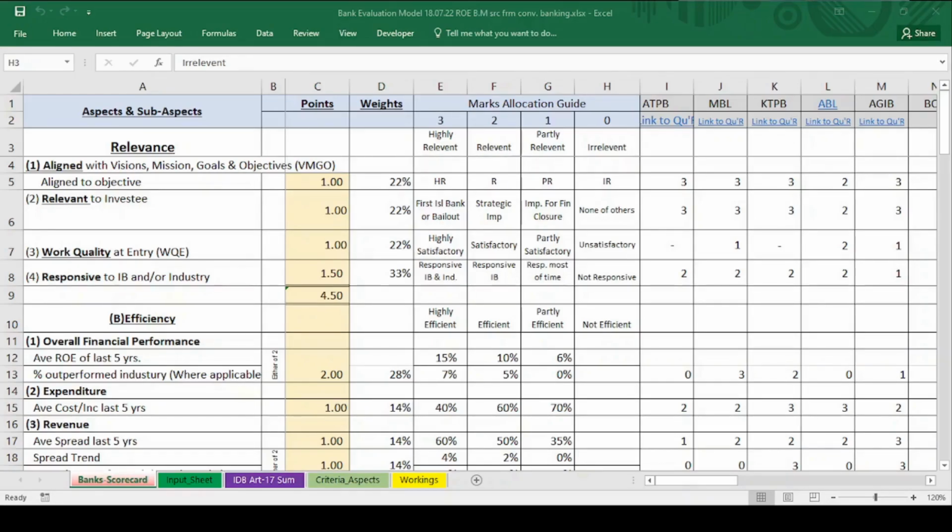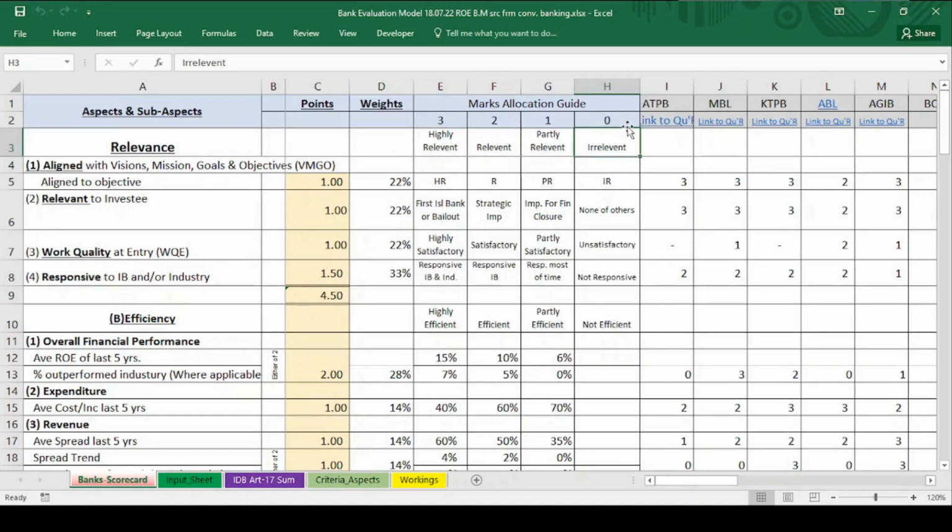Now, this is the worksheet for comparing all the banks together, and then determining which bank is better, which is good, and which is underperforming. There are four levels of scores. Let me explain here. This is the mark allocation guide. There are four levels of scores: 3, 2, 1, 0 for highly relevant, relevant, partly relevant, and irrelevant. Or it can also be termed as the best, better, good, and substandard or inferior or not good.